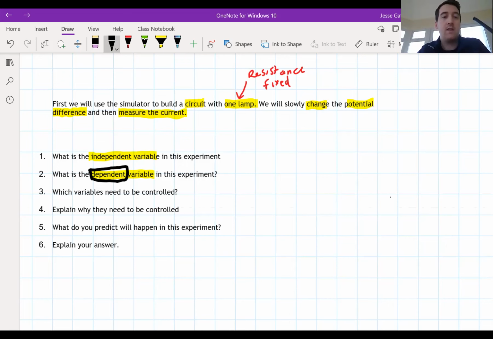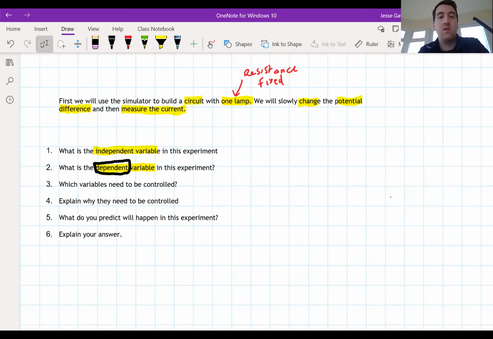Okay, let's have a look at our question. Which one were they changing? Which one were they measuring? Well, very clearly it states that the scientist is going to change the potential difference. And then they were going to see, did it have any effect on the current? So they were going to measure the current and see, did change in the potential difference have any impact on the current? Pause the video and answer questions 1 and 2 now.